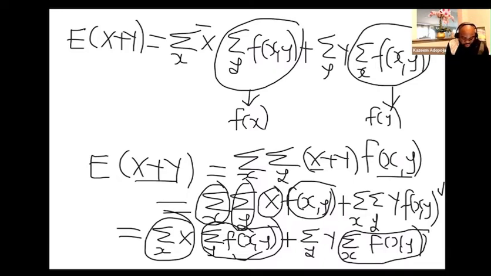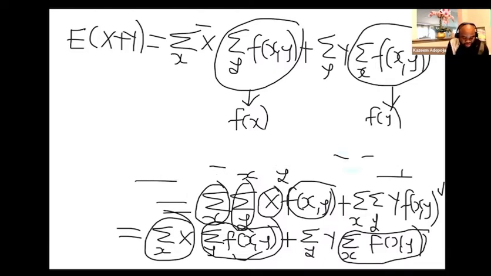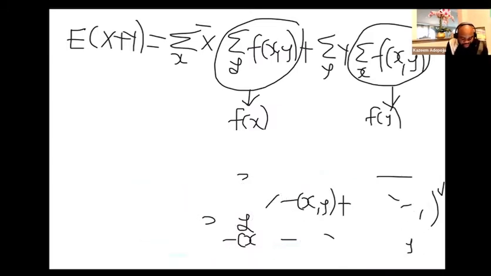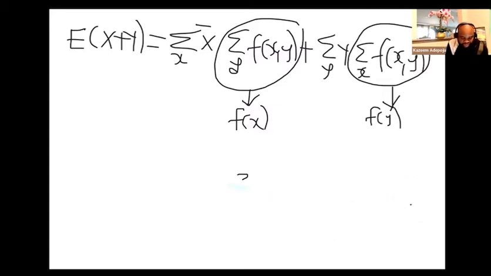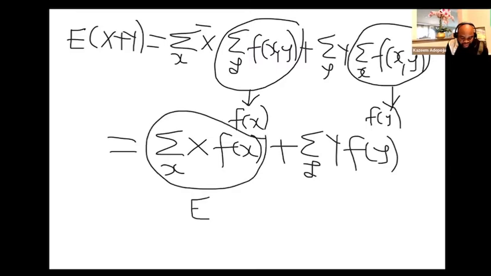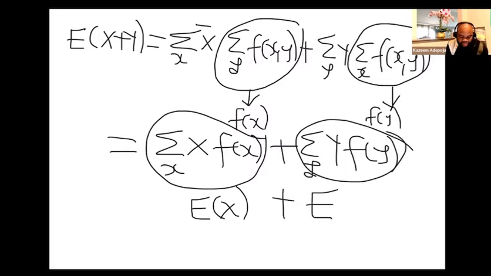What do I have now? You're going to see what that is going to lead to. If there's anyone who doesn't understand this now, you need to ask a question. This is what I'm going to get. I'm going to get summation x, and the whole of this in here is going to be f of x. And here I'm going to get summation y, and the whole of this in here is going to be f of y. What is that? That is the expected value of x. What is that? That is the expected value of y.